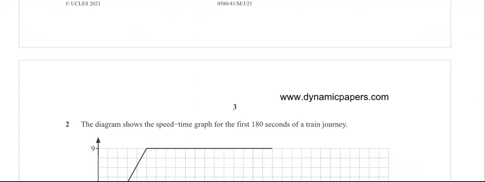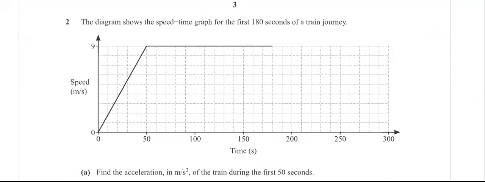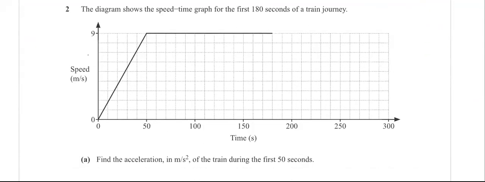This was our question number one, very simple question. And now in question number two, this is a speed time graph, speed and time. The diagram shows the speed time graph for 180 seconds of the journey. Till this one, you can see. Find the acceleration in meter per second square for the train during the first 50 seconds. You can see even here it is accelerating in the first 50 seconds till this one only.